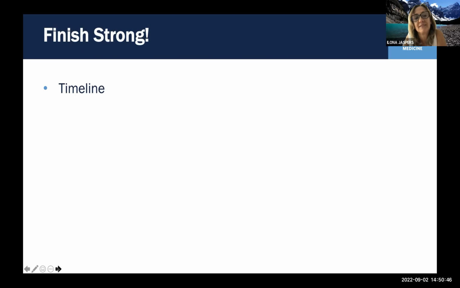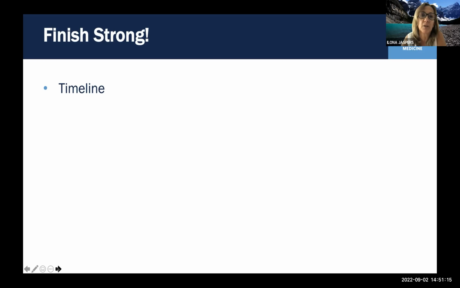Finish strong. This is really, really important. I can't tell you how many times I have read grants where let's say you have 3 aims. Aim 1 is super strong, very, very clear. And aim 2, yeah, is good. But then aim 3, it really showed the applicant ran out of energy. So finish strong. Include a timeline.